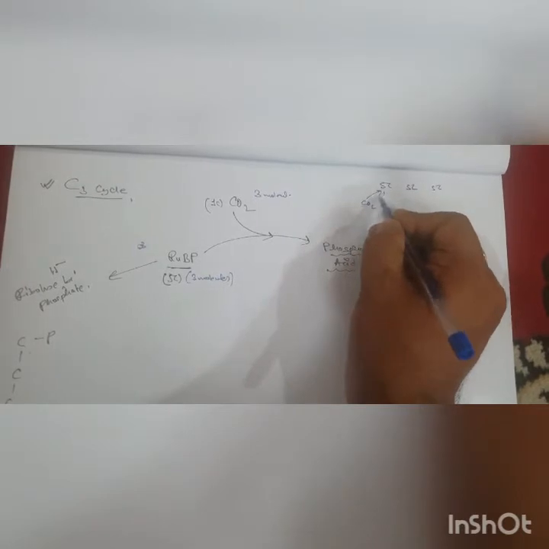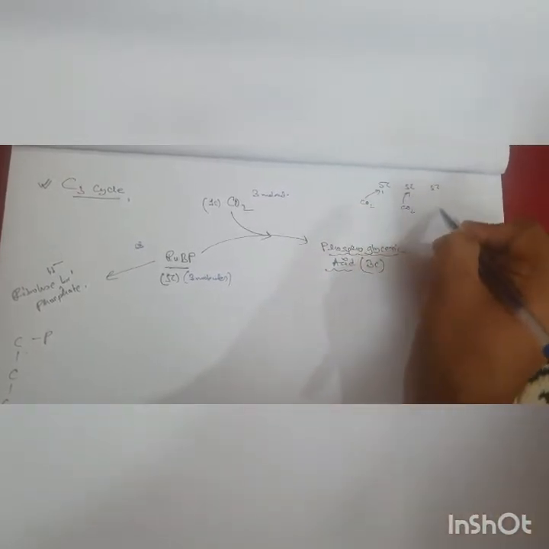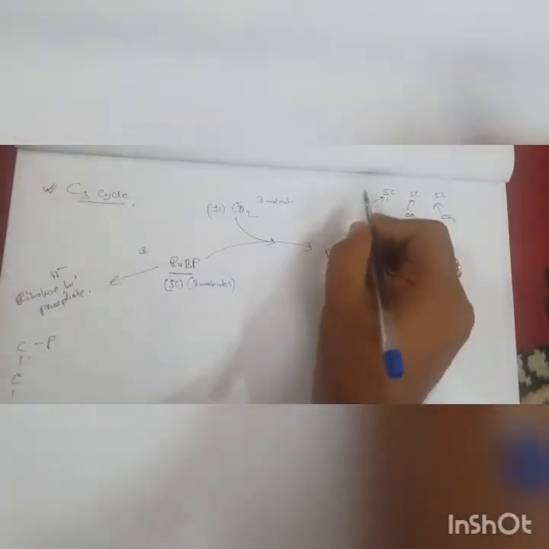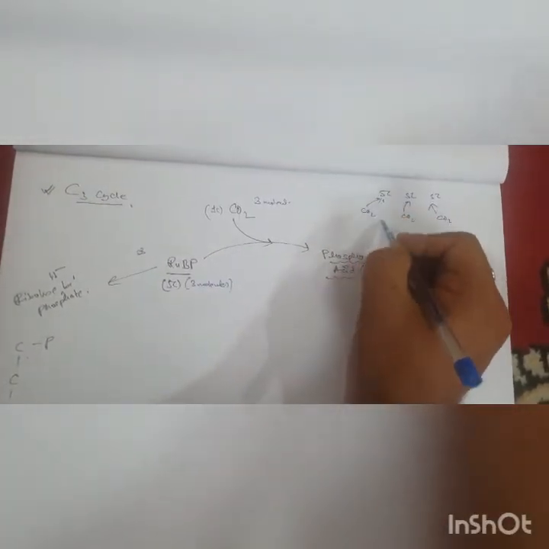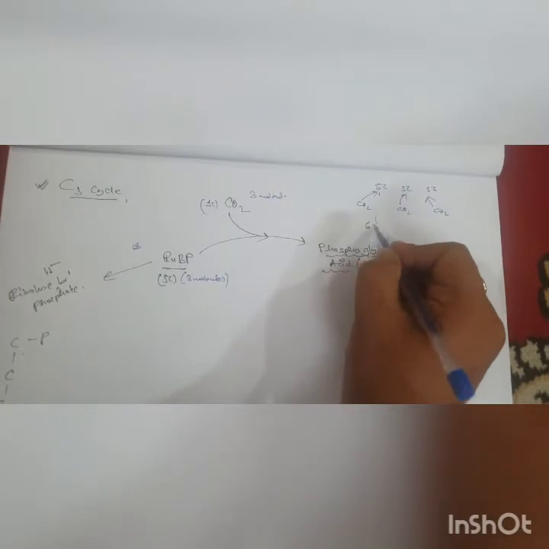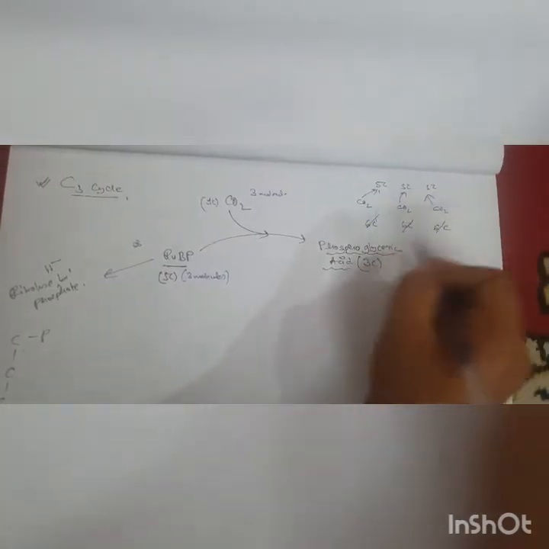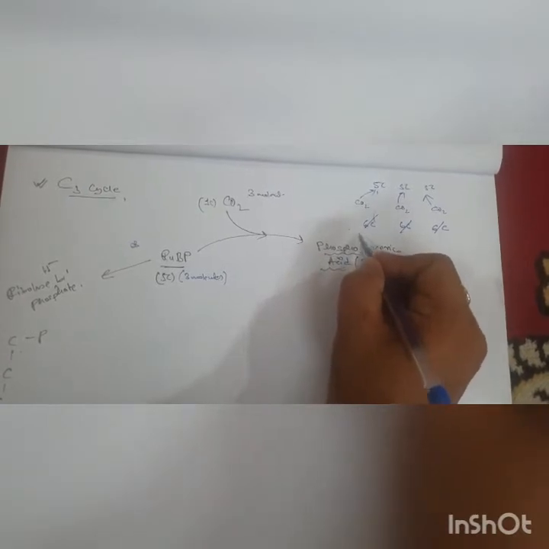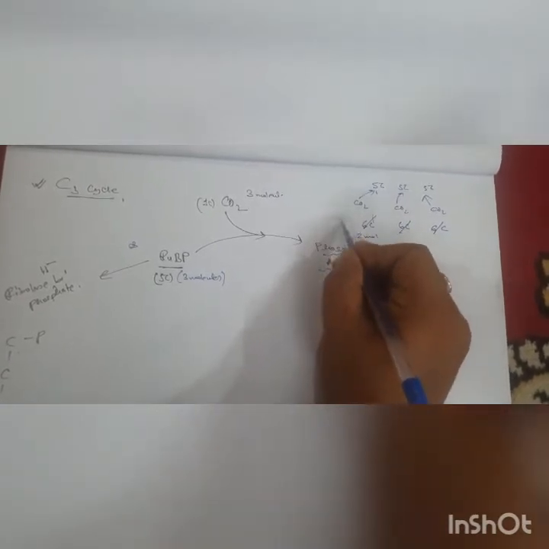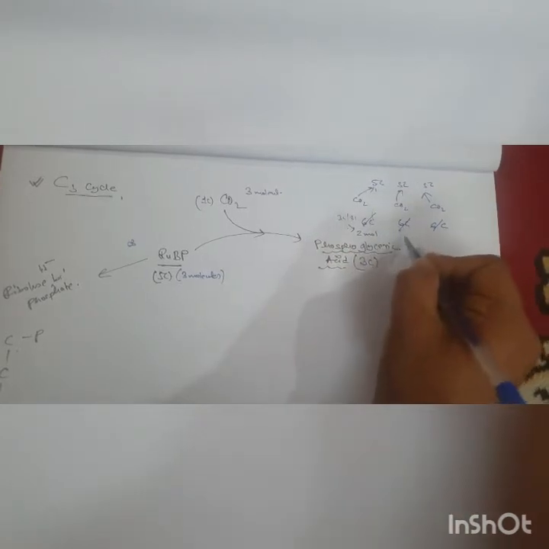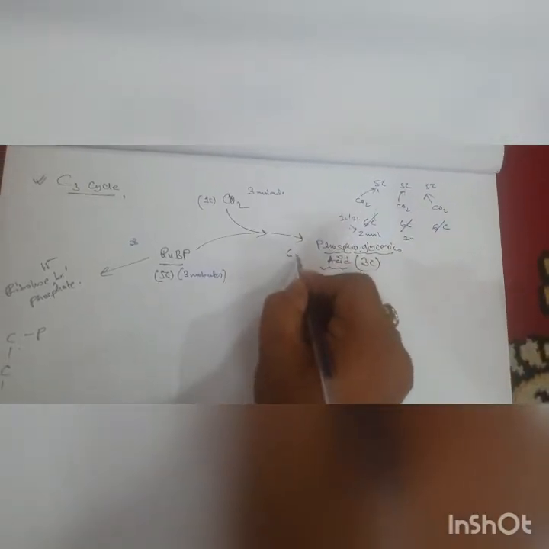From one CO2, C will go, from the second CO2, C will go, from the third CO2, C will go. So how many molecules will there be now? There will be 3 molecules of 6 carbon sugars, right or wrong? If each of them breaks from the middle and the 3 carbon sugar comes, from each one 2 molecules will be formed, 3 carbon and 3 carbon. So it will become 6 molecules.